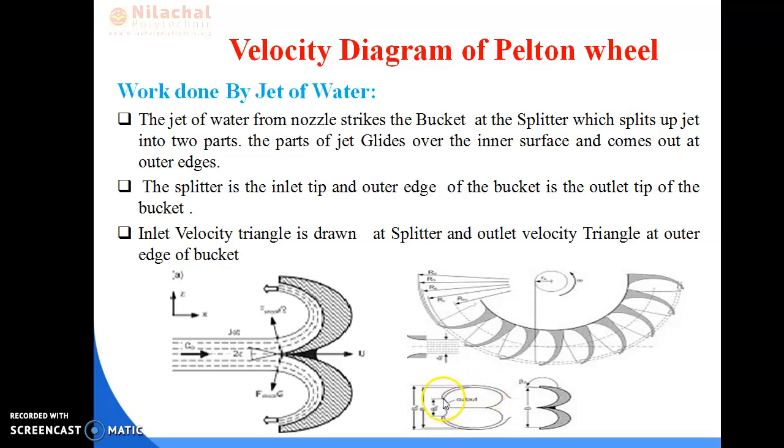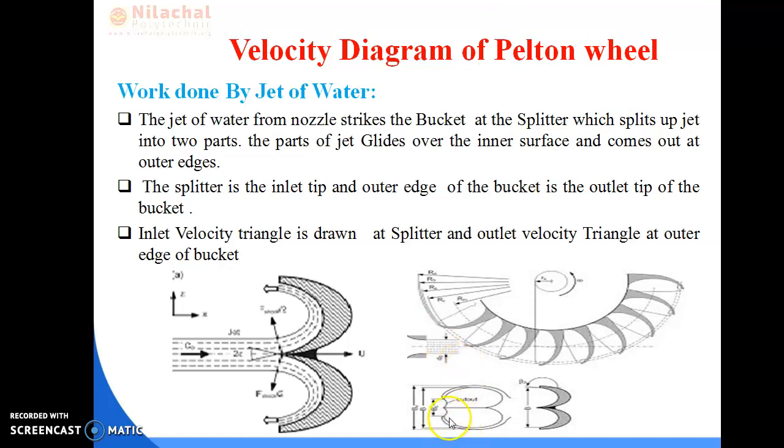You will see this is the side view of the bucket. We have seen that the two hemispherical curved plates are there, and these two curved hemispherical surfaces are attached at the middle part. This middle part is known as your splitter.